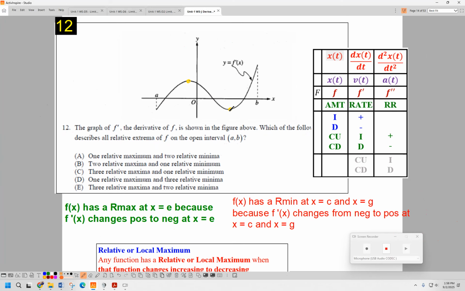For this problem, the only place I needed to look was right here. I only needed to look here, here, and here. All the rest was just extra questioning to make sure you kept it straight. Cool, stop this video.